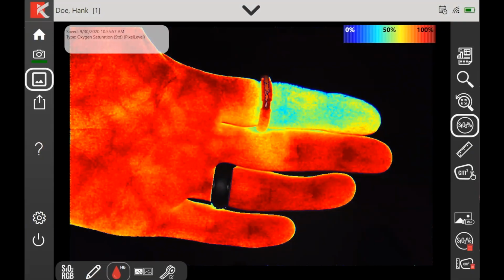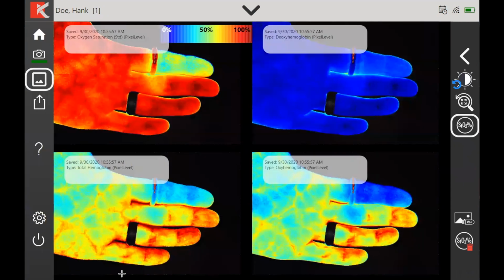To access Hemoglobin View, press on the blood droplet on the bottom toolbar. This is going to load 4 different views. We're going to start on our top left. This is our oxygen saturation.